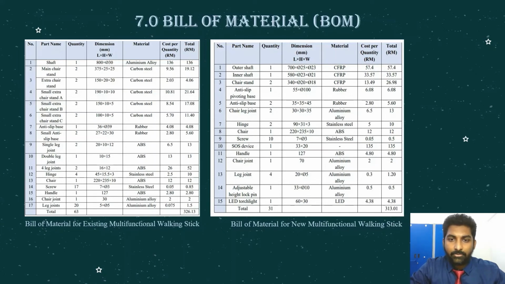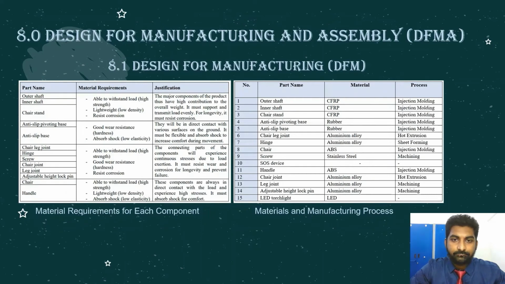Based on the BOM table, we can estimate the total price of the existing walking stick is around 326 ringgit, and for the new design around 313 ringgit. Next, I'm going to present the design for manufacturing and assembly.